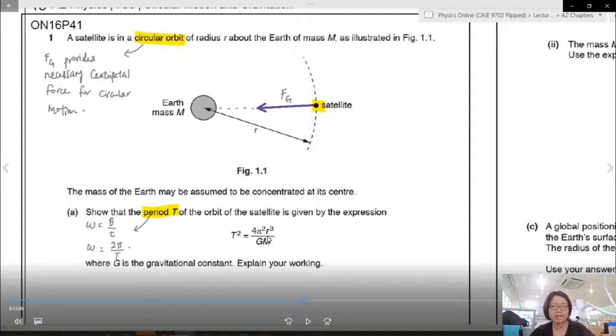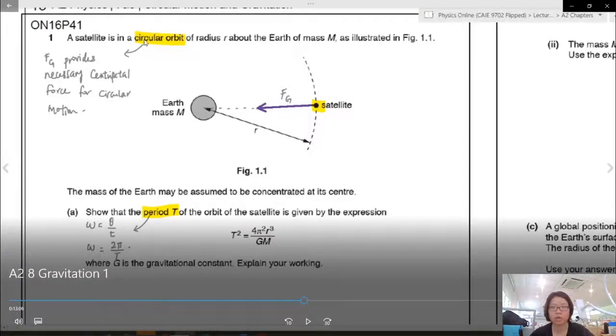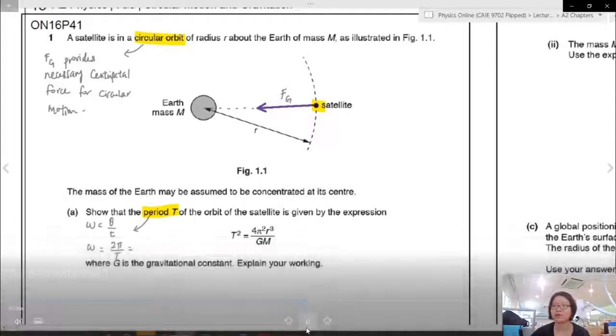There are many hints inside the question. Number 1, circular orbit. So gravitational force provides the centripetal force. It's always attracting the satellite towards the Earth. And when you are asked to show the period, I would think about using omega. Because if you remember your centripetal force equation, m r omega square, omega here can be written as 2 pi over T. All right, let's continue.